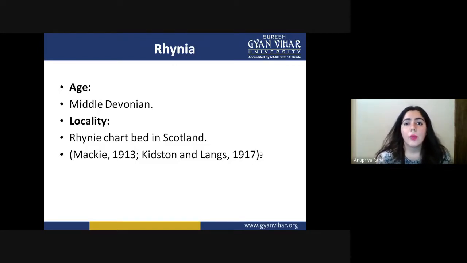Age: if we talk about the age, when was Rhynia present? Rhynia was in the Middle Devonian time period, very old. As for the locality, where the Rhynia fossil has been found, it was found in the Chert Bed in Scotland. So Scotland was the destination of Rhynia, because we found the fossil of Rhynia inside Scotland.